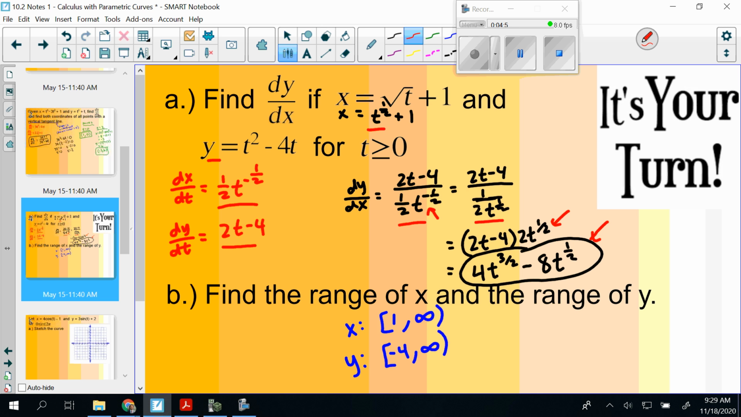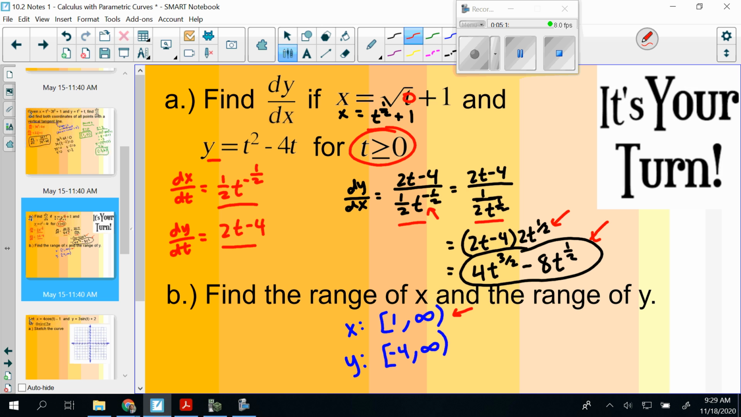All right, the next one, find the range of x and the range of y. Our parameter here is that t is going to be greater than or equal to 0. So if you put in that smallest value of 0 into the x one up here, the square root of 0 would be 0, plus 1 is 1. And any number you put bigger there is going to keep growing. So it looks like x is going to be all the numbers 1 to infinity.